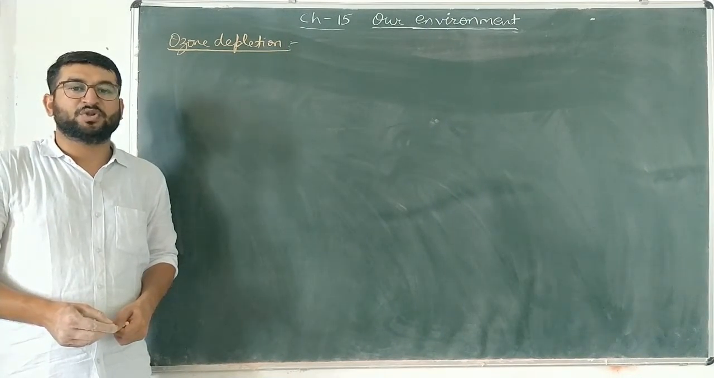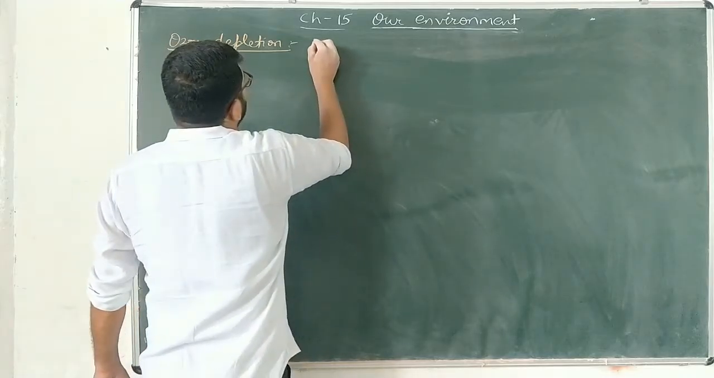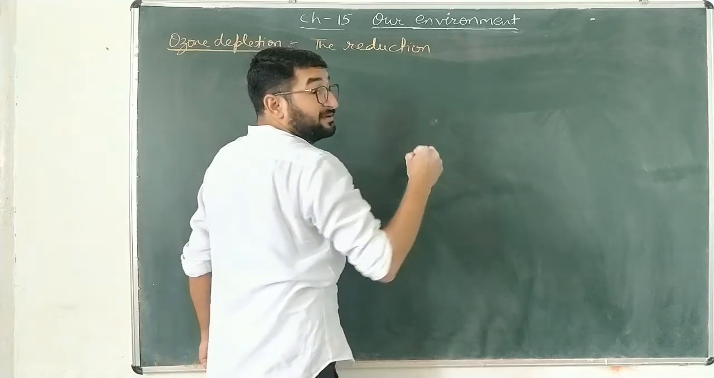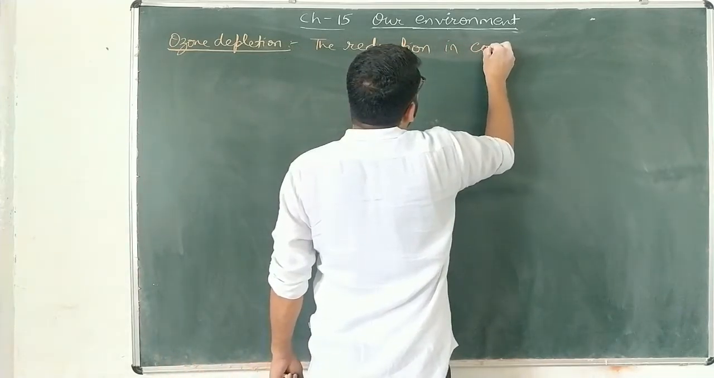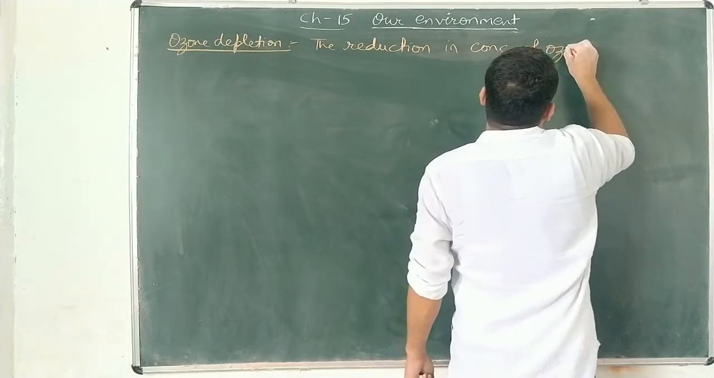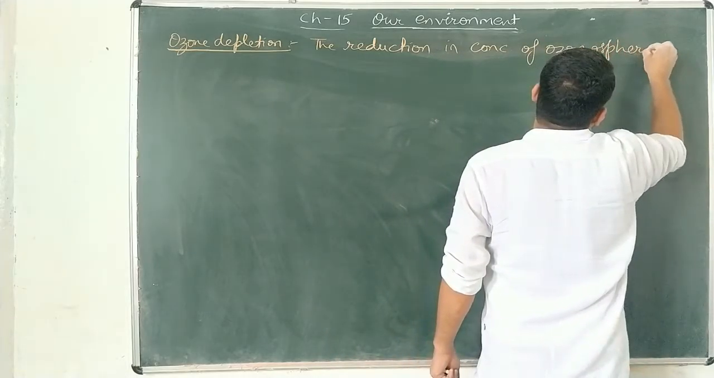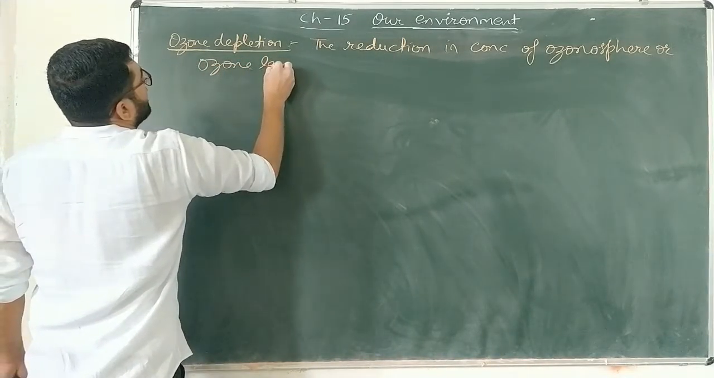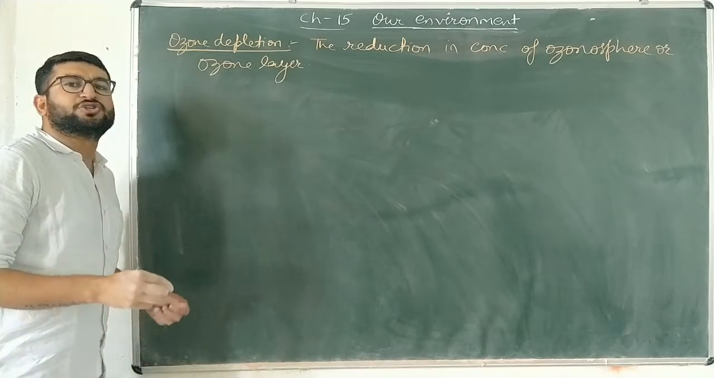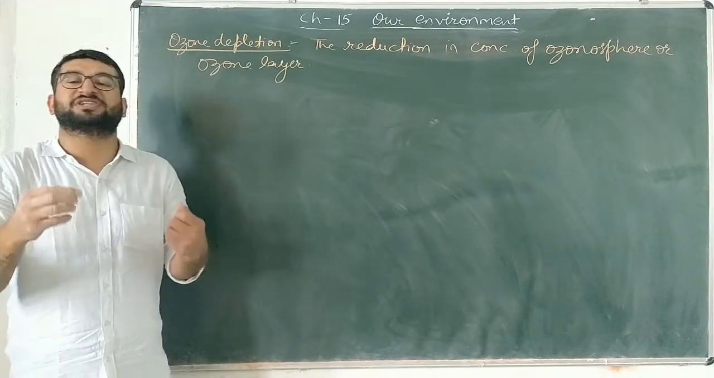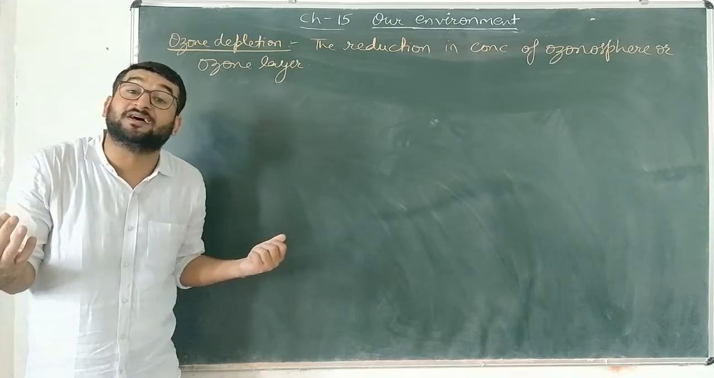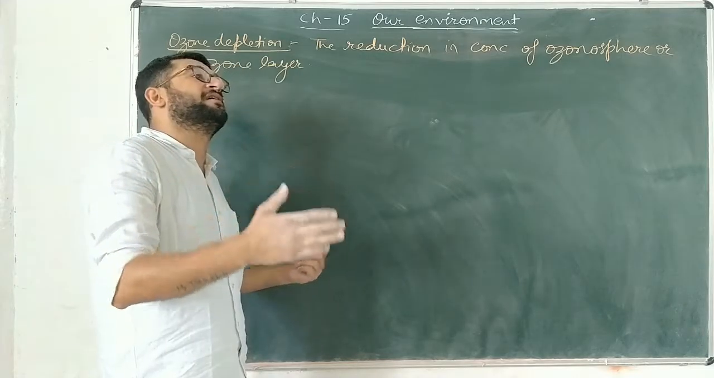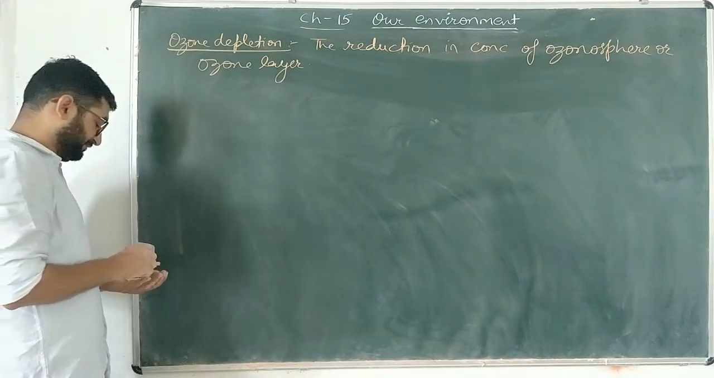Next we will discuss ozone depletion. What is ozone depletion? Depletion means reduction, a decrease. The reduction in the concentration of the ozonosphere or ozone layer is known as ozone depletion. Slowly, by certain pollutants, certain substances which cause damage to the ozone layer, the thinning of the ozone layer is occurring. And this thinning of the ozone layer is known as ozone depletion.